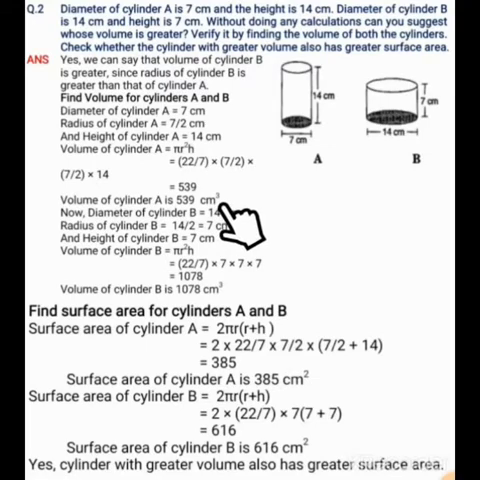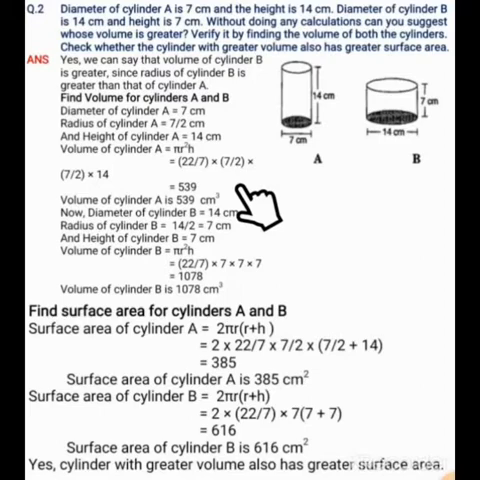Students, listen carefully. In surface area we write centimeter square, but in volume we have to write centimeter cube. Next one, diameter is 14, so radius is 14 divided by 2, that is 7, and height is again 7 centimeters. So put in the formula 22 by 7, multiply 7, multiply 7, multiply 7. So our answer is 1078. Therefore volume of cylinder B is 1078 centimeter cube.